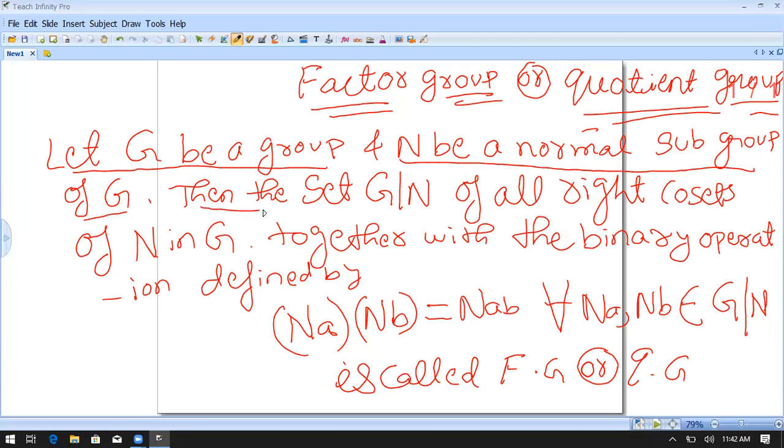Then the set G by N of all right cosets. I also said that all right cosets of N in G.